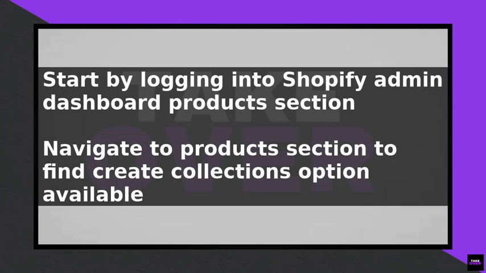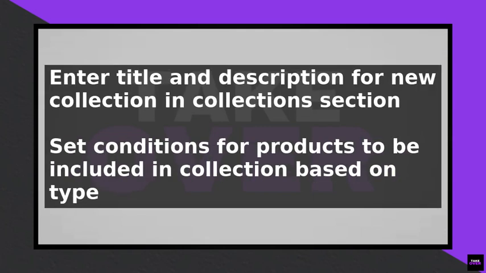In the Collections section, click on the Create Collection button to start creating a new product category. Enter a title for your collection, which will be the name of your product category. You can also add a description to your collection, which can provide more information to your customers about the products in that category. Next, you need to set the conditions for which products will be included in this collection.